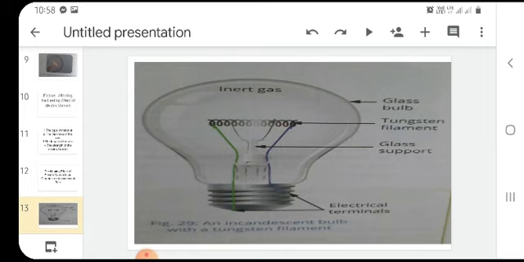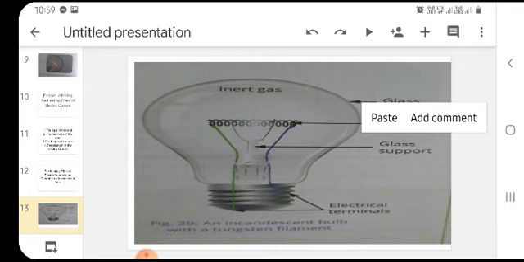So dear students, this is the topic of electric current and its effects that we have learned today. In the next part, part 3, we will learn about the applications of the heating effect of electric current. What are the applications that we use to heat up any material?